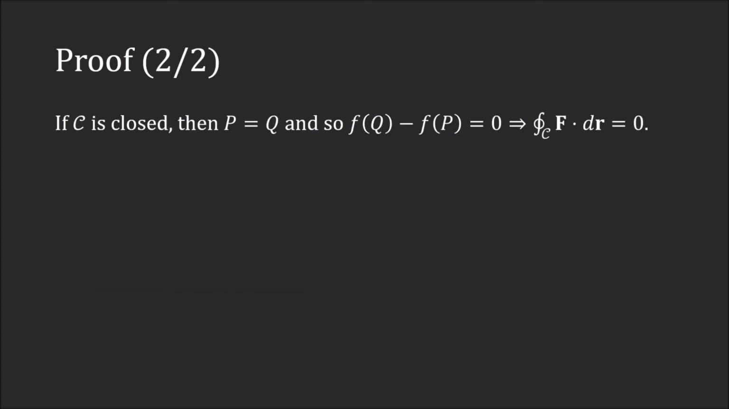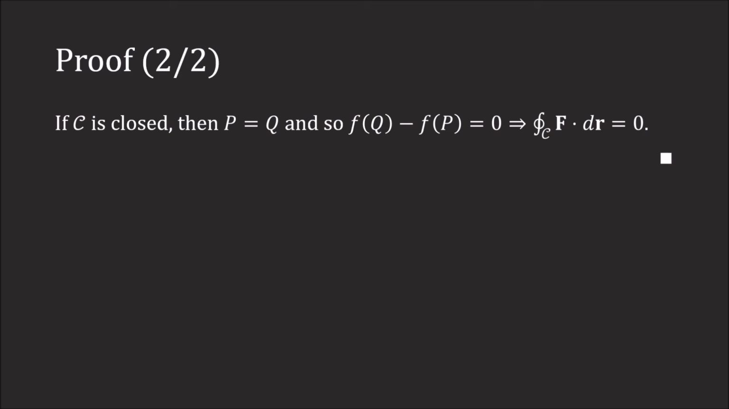Now, if C is closed, then P is equal to Q, and so f of Q minus f of P is 0, and thus the circulation of F around C would be 0. That proves the second statement, and so the overall proof is completed.